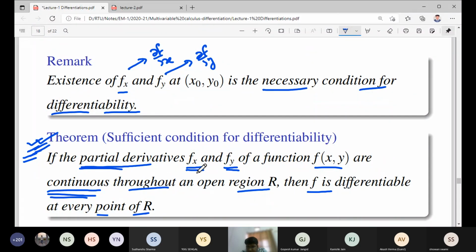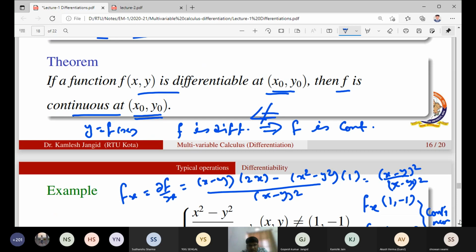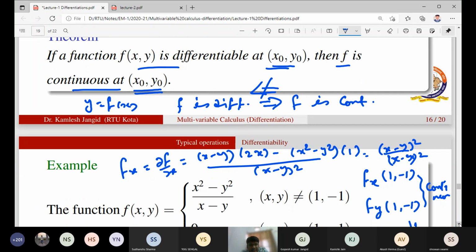If the partial derivatives fx and fy are continuous at the given point (x, y), then we can say that our function is differentiable. So whenever you get a problem to check whether your given function is differentiable or not, first of all, find the value of the partial derivative at the given point, and also check whether your partial derivatives are continuous or not at the given point. If both the conditions are satisfied, then you can say your function is differentiable at the given point.